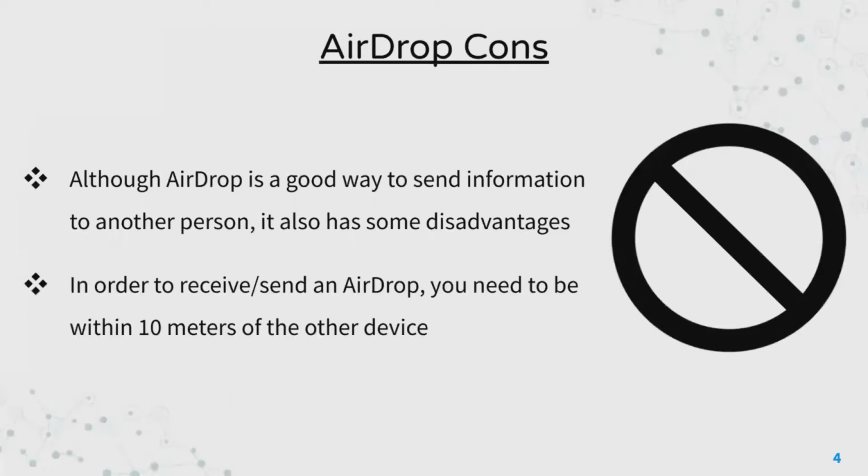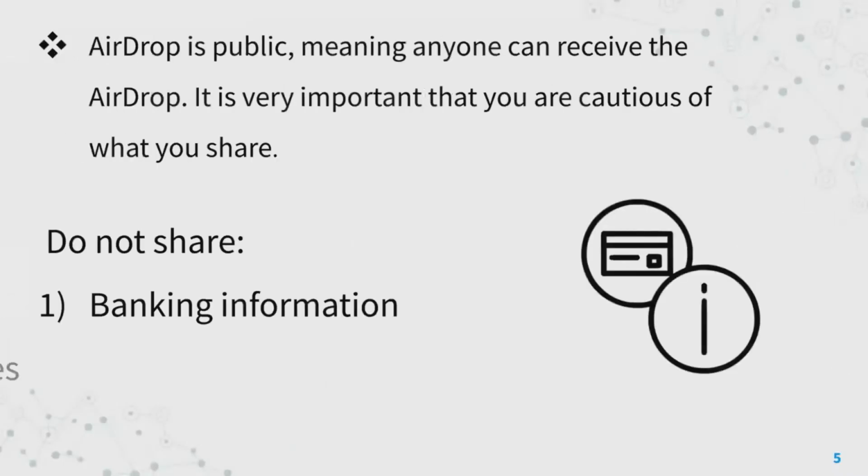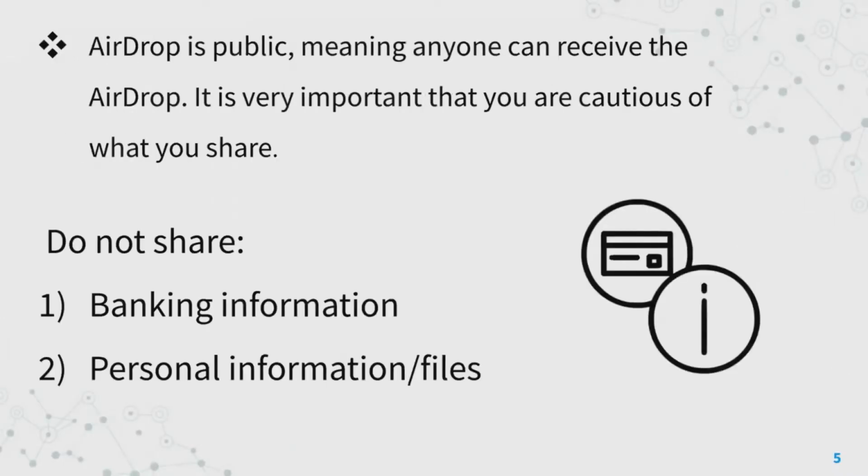AirDrop cons. Although AirDrop is a good way to send information to another person, it also has some disadvantages. In order to receive or send an AirDrop, you need to be within 10 meters of the other person or the other person's device. If you're too far away, it won't work. So you do have to be close to the person you want to AirDrop to.